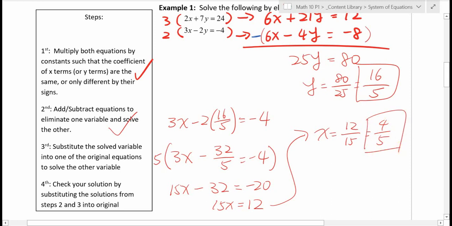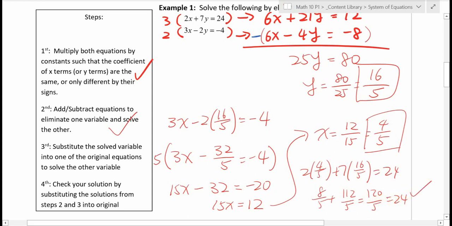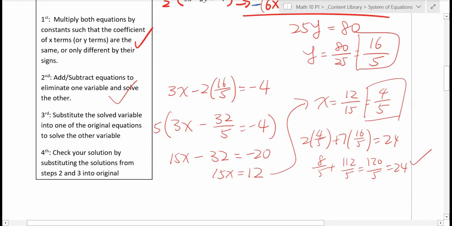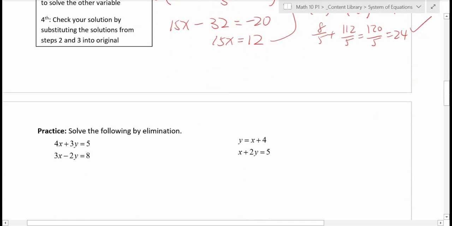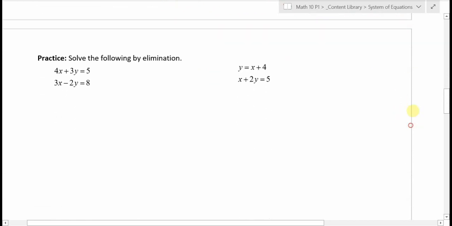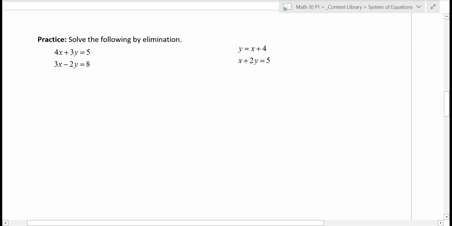And again, you can always check by plugging these two values into the original equations and see if they make sense. This is going to be 8 over 5. This is going to be 112 over 5, which is 120 over 5, and that is definitely 24, so check. And you can do the same thing for the second equation, and you'll see that they also make sense. Okay, so that's how you do it by elimination. There are 2 questions here for you to try. So give it a whirl. Good luck.